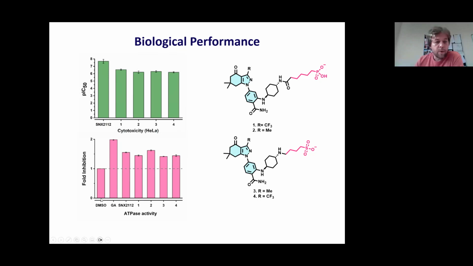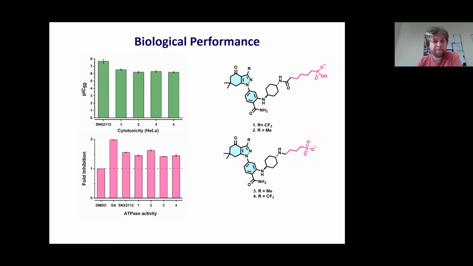An absolutely critical experiment was, of course, determining if these compounds were still able to inhibit HSP90, and we got some data to show that, normalized to DMSO as the control, compared to SNX2112, all four of our modified analogs retained more or less the same ATPase activity against HSP90 as the parent compound.